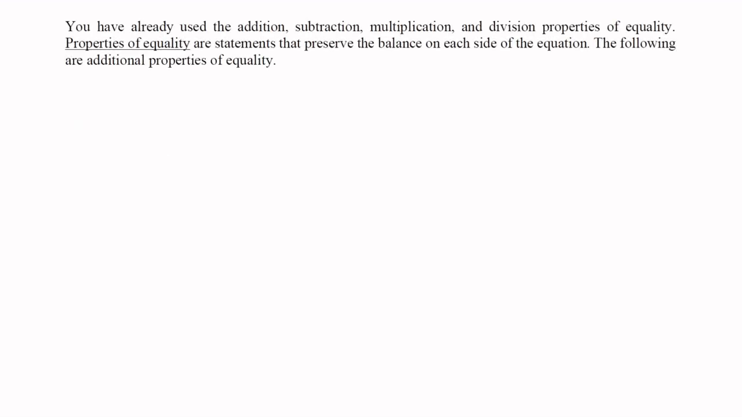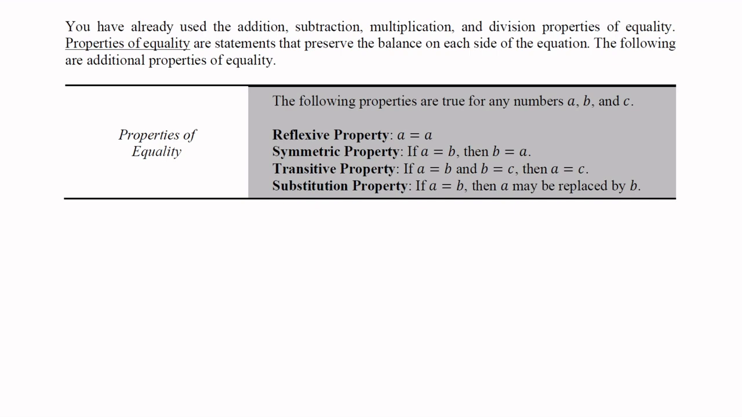You have already used the addition, subtraction, multiplication, and division properties of equality. Properties of equality are statements that preserve the balance on each side of the equation. The following are additional properties of equality. So you have the reflexive property, a equals a. Anything is equal to itself.